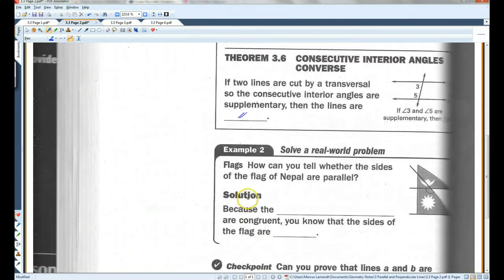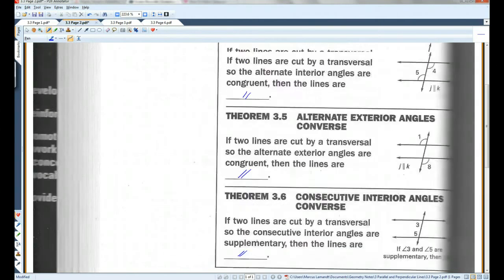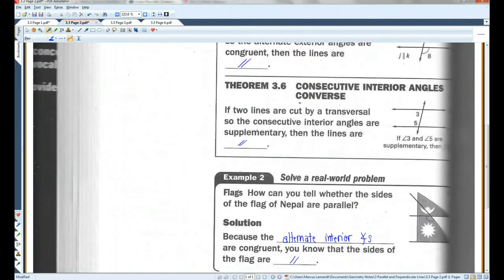Pretty simple, hopefully. Okay, how can you tell whether the sides of the flag of Nepal are parallel? I apologize that the diagram didn't come out so great. Hopefully on your page you can see that this angle is congruent to this angle here, and these are alternate interior angles. Because the alternate interior angles are congruent, you know that the sides of the flag are parallel. Okay? And that is theorem 3.4, alternate interior angles converse. Alright, you guys go ahead and do this checkpoint.